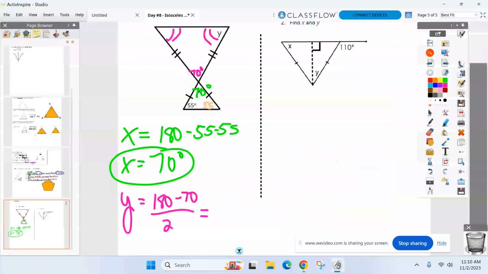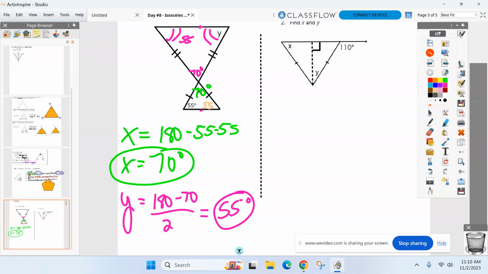Gabby, when you're ready. Because it is 55 degrees. Good work. A little bonus, honors kids. What can I say about these lines then? I know they're not congruent, but I just found out that that was 55. But they're parallel. There you go, Aaron, because these are what? Alternate interior. All right, good deal.